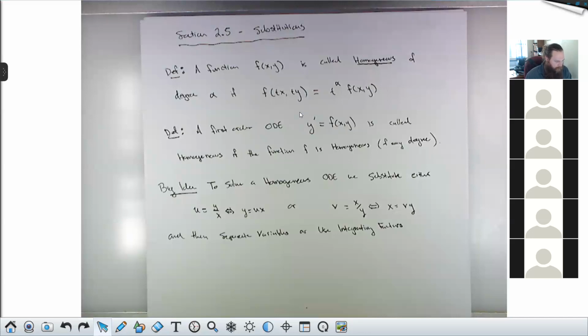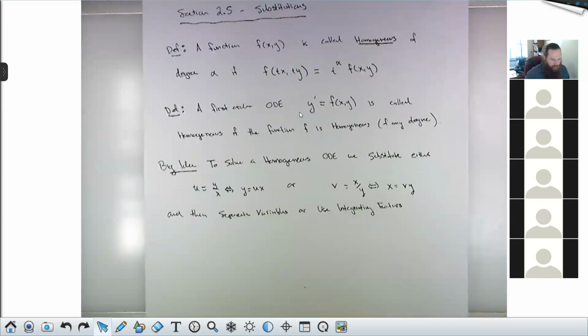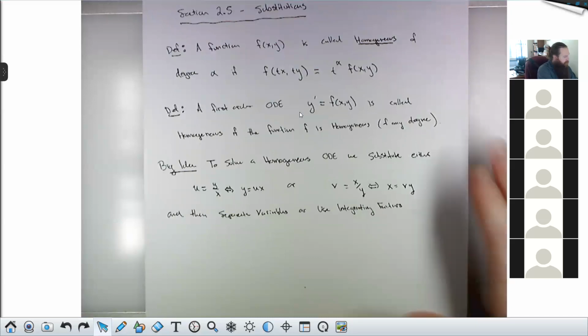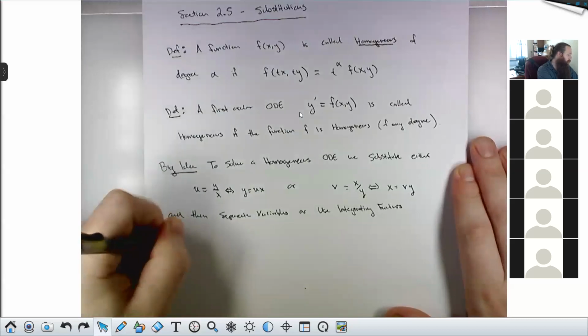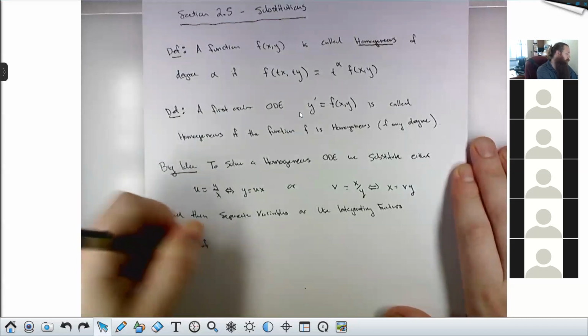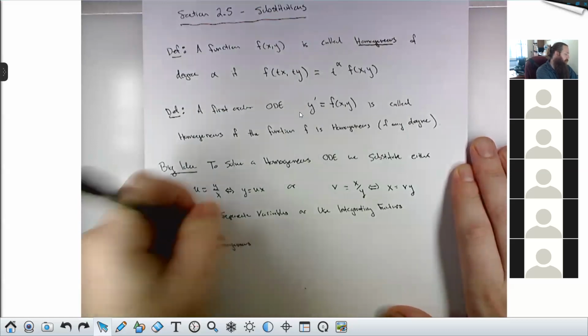Now your book also has another idea, another way of thinking of this. Because when we do this, we generally want to rewrite them in differential form. Here's an alternate definition of homogeneous ODE.